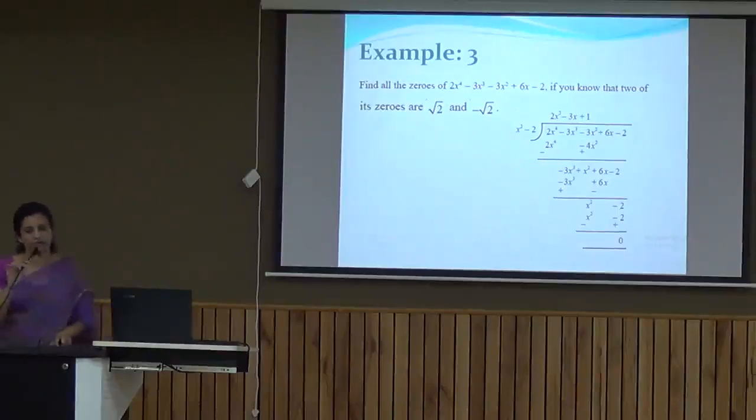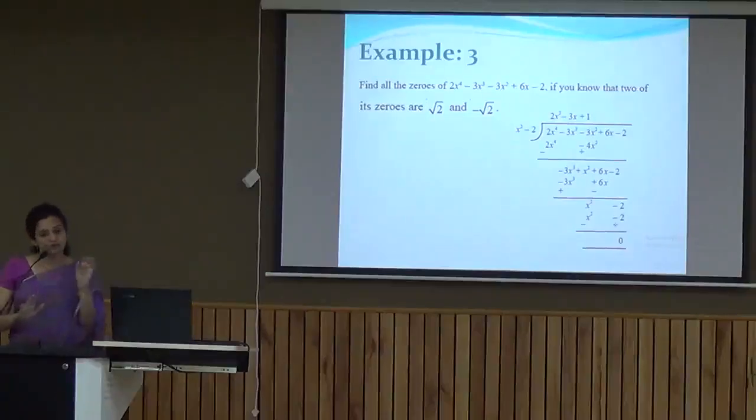Now this question calls for a bit of brainstorming. See, it says find all the zeros of the given polynomial if you know that two of its zeros are this. Root 2. Root 2 is a zero. That means x minus root 2 is surely going to divide my given polynomial. Same way, x plus root 2 is also going to divide my given polynomial.